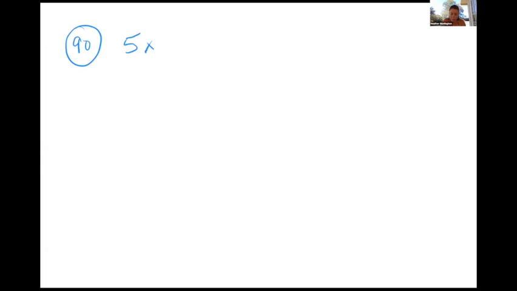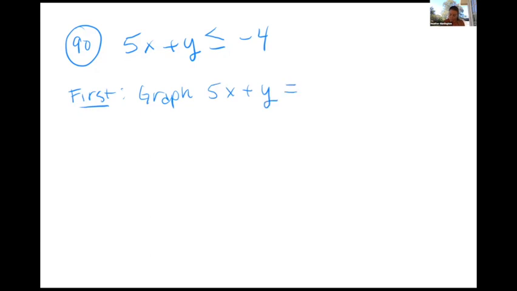5x plus y is less than or equal to negative 4. So first, you're going to graph the line 5x plus y equals negative 4. That's our boundary line, and this is going to be a solid line. Why? That's why it's a solid line, because of that equals part.